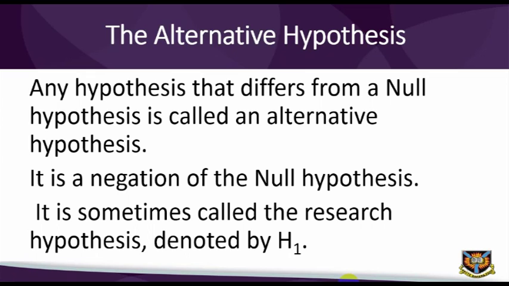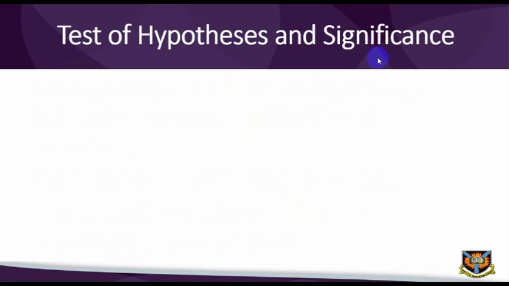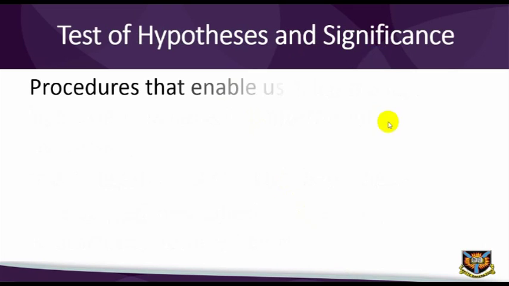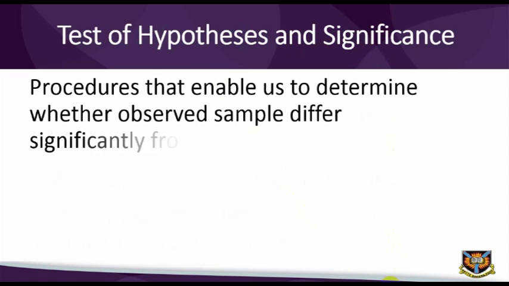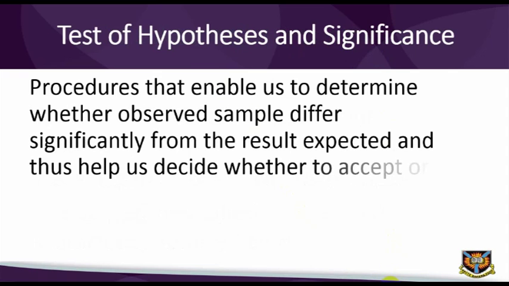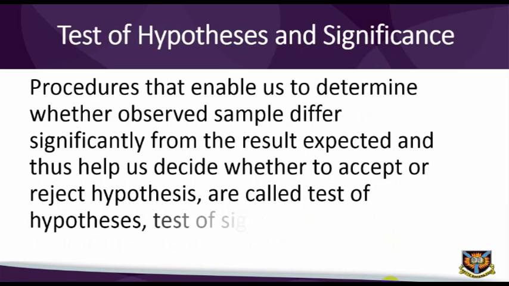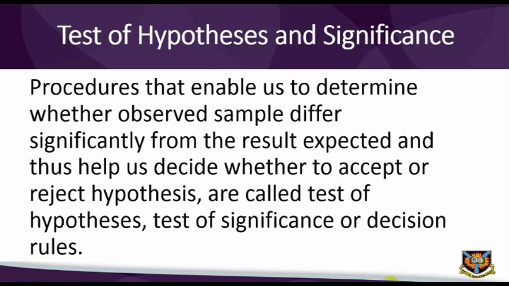Test of hypothesis and significance. If after conducting a statistical test, we discover that the observed result is remarkably different from the expected result under the hypothesis, then we would be inclined to reject the hypothesis. Procedures that enable us to determine whether observed samples differ significantly from the results expected, and thus help us decide whether to accept or reject a hypothesis, are called tests of hypothesis, tests of significance, or decision rules.